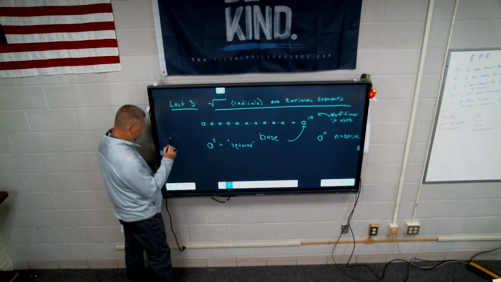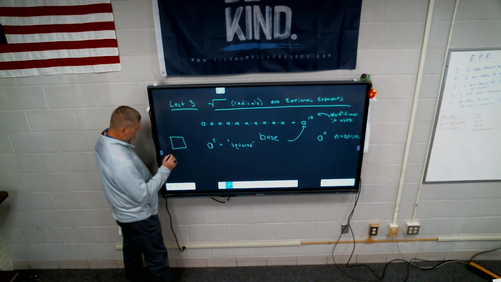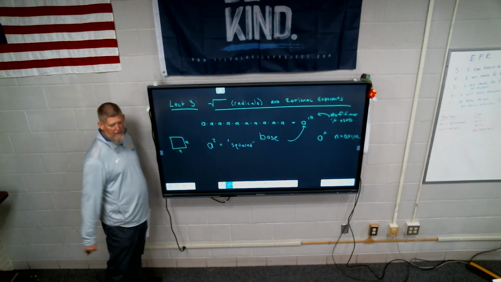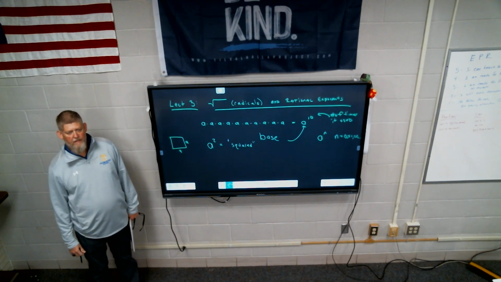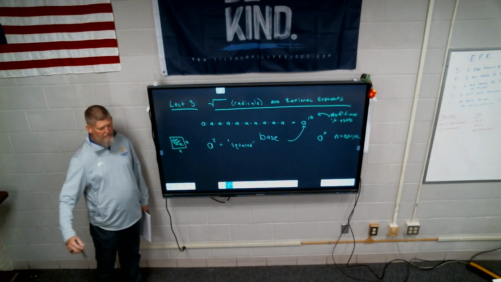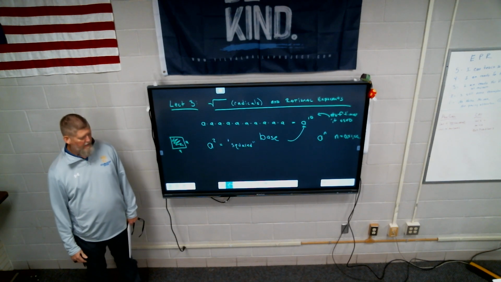Well, go back to your geometry class. You have a square, right? And let's say the side of that is a, so this side would also be a. What's the area? A to the second. A squared is the area of a square. So that's what we call it, a squared. Anything to the second power means squared. It comes from the area.